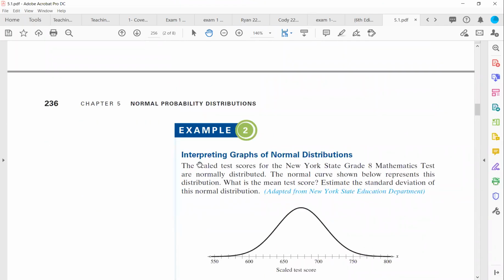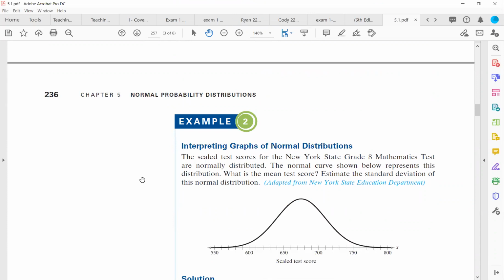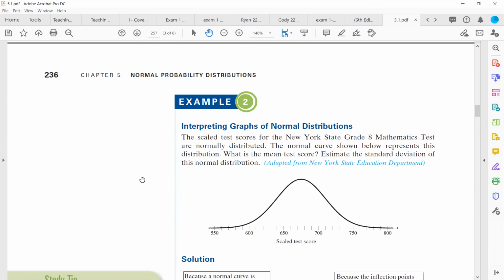Example 2, interpreting graphs of normal distribution. So what do we have here? We have scaled test scores for the New York State grade 8 mathematics test, which are normally distributed. Since this question says it's normally distributed, for sure you know that the graph is a bell curve graph. The mean is in the middle, and you have your standard deviations. The normal curve shown below represents this distribution. What is the mean test score? And estimate the standard deviation of this normal distribution.